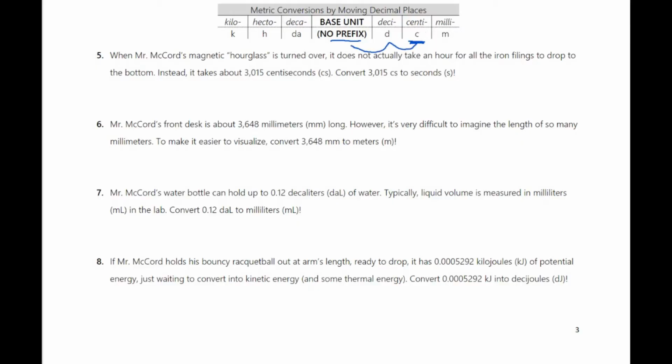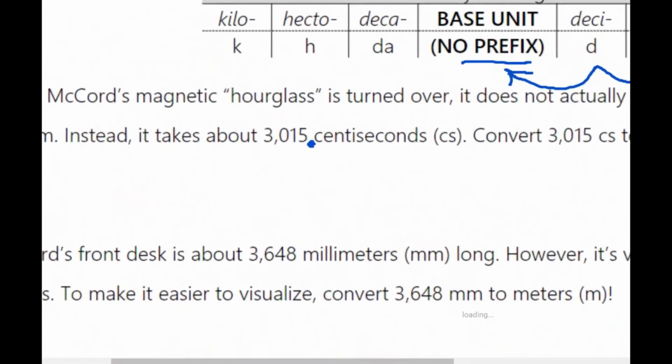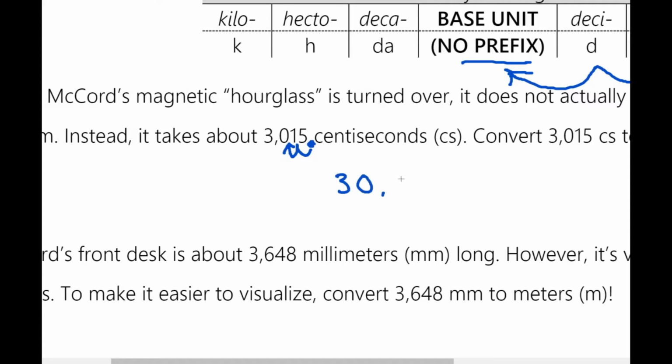So I'm going to have to go 2 spots on my chart to the left, so my decimal point is going to do the same thing. Now, I don't see a decimal point here on my number. If it's missing, it's actually at the end. We're just not showing it. So I'm going to put my decimal point where it belongs, at the end of the number. Now I can move it 2 spots to the left. Let me zoom this in a little bit. That's a little better. Now I'm going to go 2 spots to the left, moving past the 5 and past the 1. So 3,015 centiseconds is the same as 30.15 regular seconds, which looks a little bit nicer. It's a little bit easier to understand.